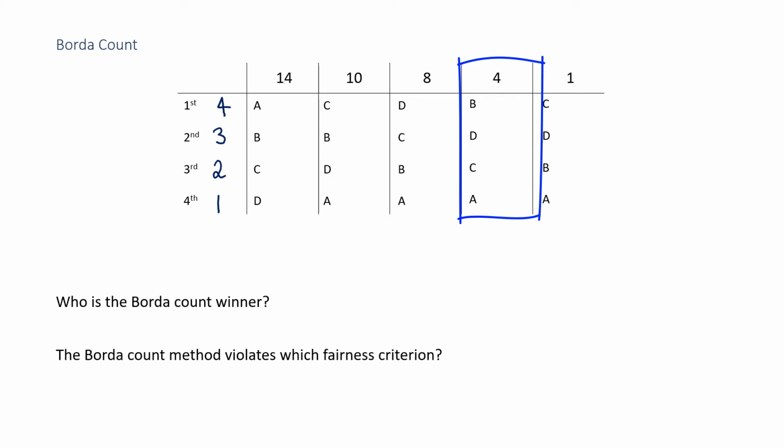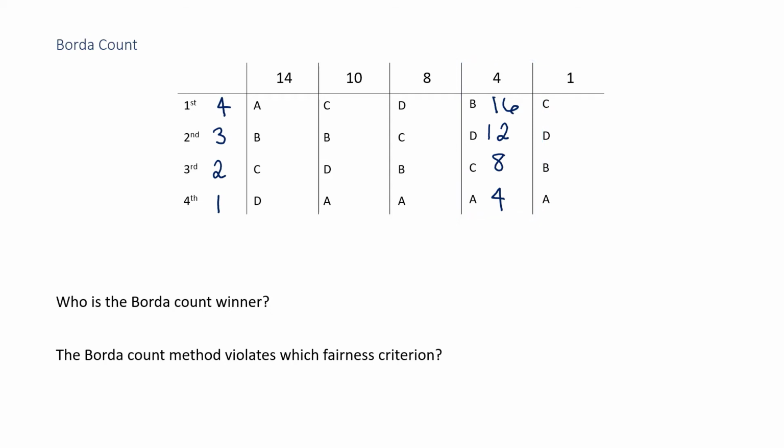In the first place, you got B, so 4 times 4 is 16. In the second place is D. You get 3 points for those, and you have 4 such ballots, so that's 12. In the third place is C. You get 2 points for those, and 4 ballots of those, so that's 8. And in the last place, you get 1 point, 4 ballots, so that's 4 points.